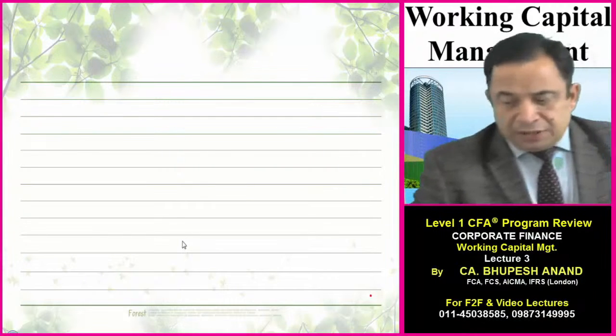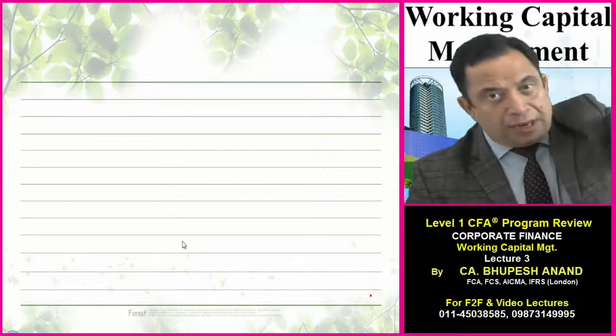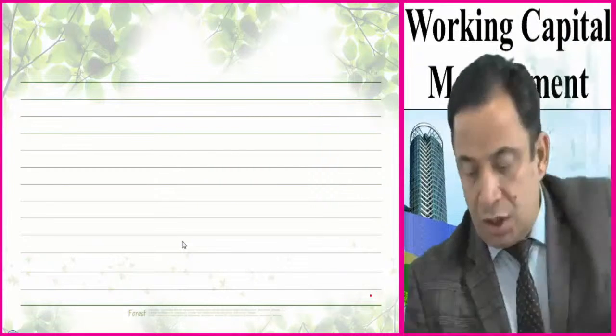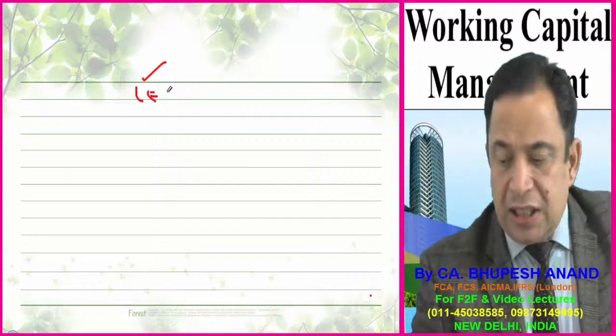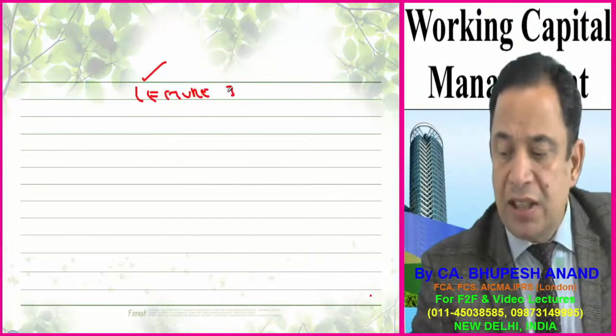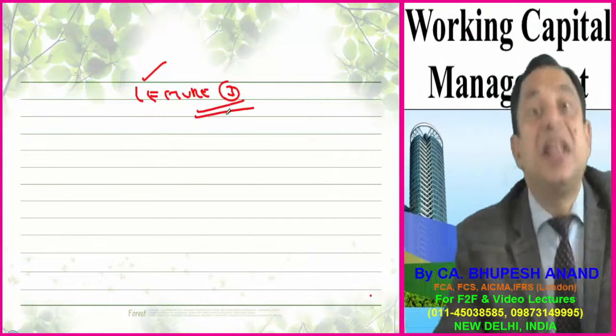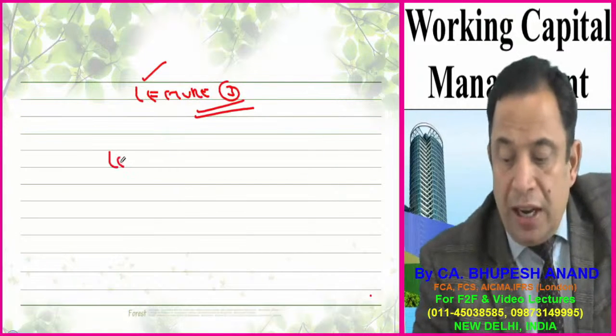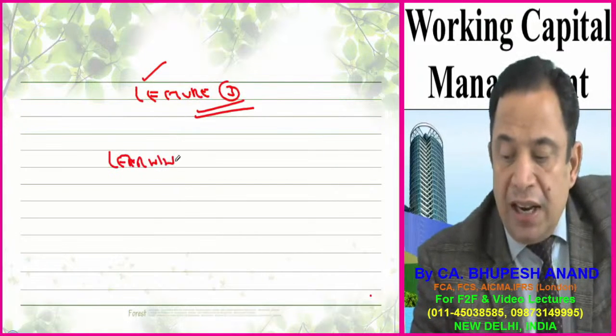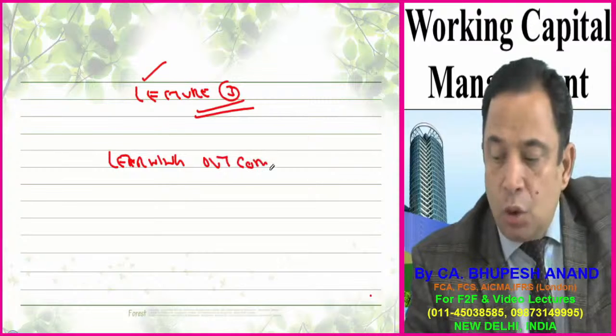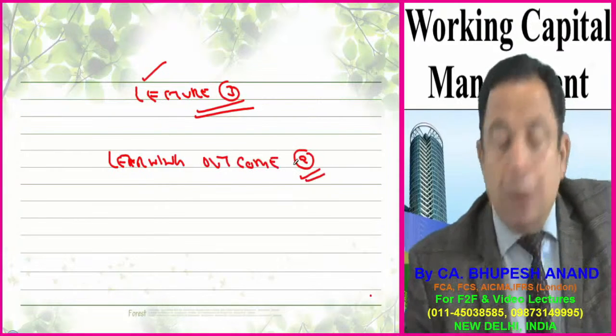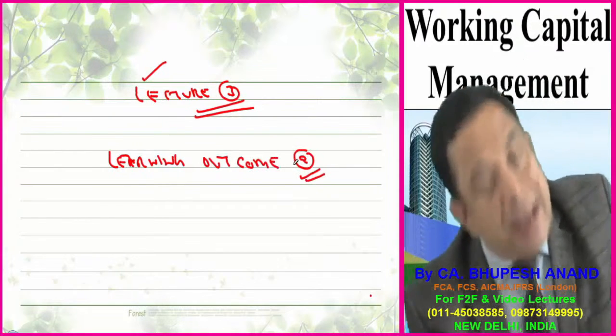So my dear friends, please take out your calculator. There is no need for a calculator today. Please take out your registers and write down lecture number 3. I am writing down lecture 3, and that is again on learning outcome A. So I will be covering the remaining part of learning outcome A.